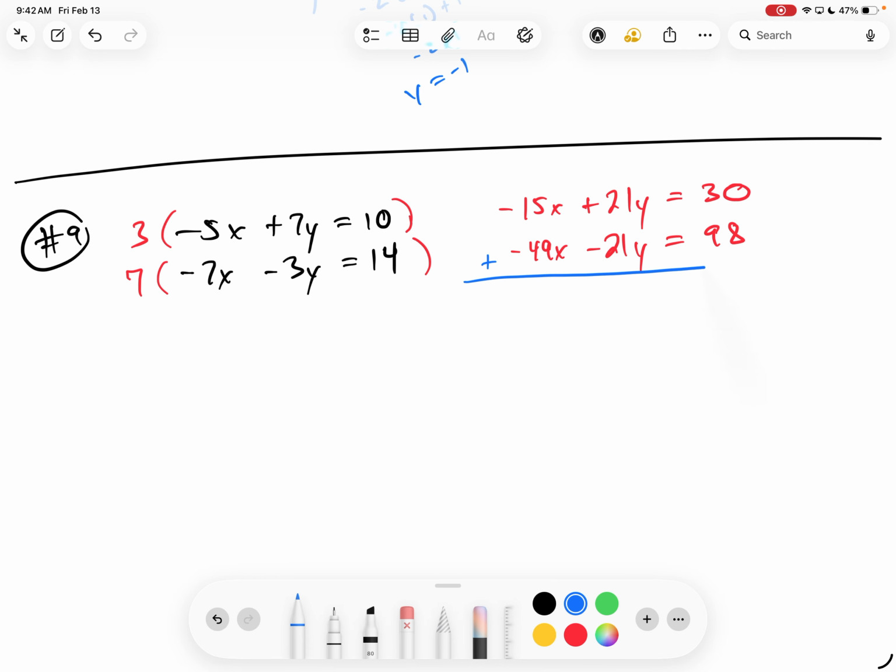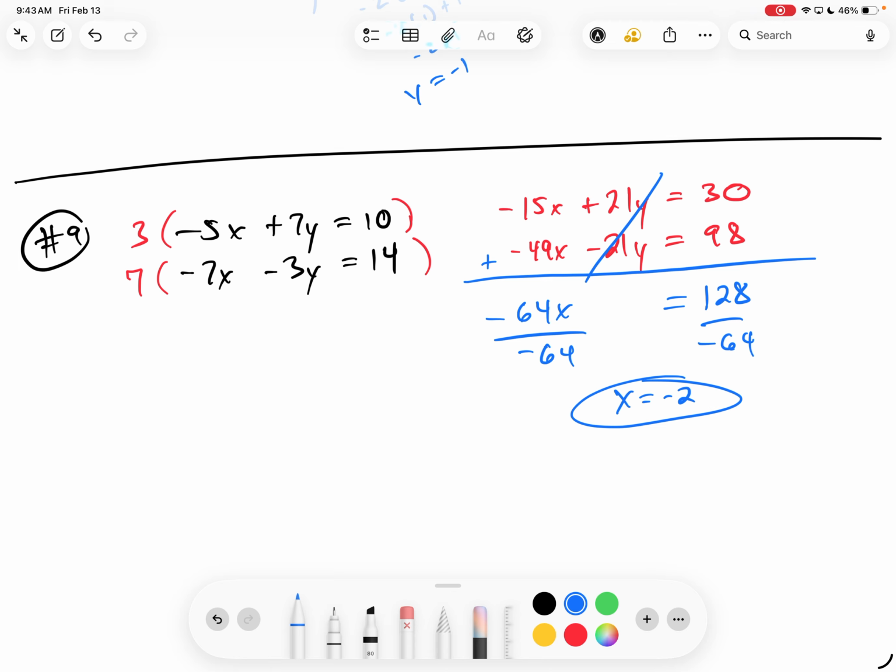Now when I add these up, negative 15 plus negative 49 would be negative 64. My y's cancel out. And then 30 plus 98 would be 128. So now I have a very basic equation, and I just have to divide both sides by negative 64, and I get x equals negative 2. You should get an integer here. If you get a fraction or a decimal, you probably did something wrong. Okay? Alex always gives you normal numbers to work with.